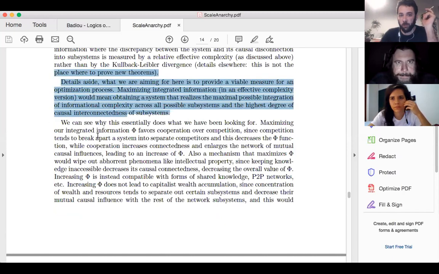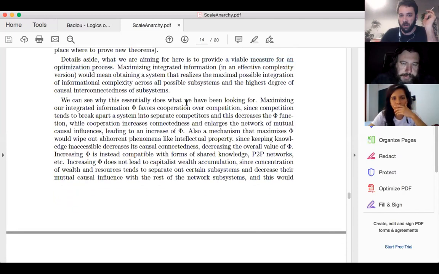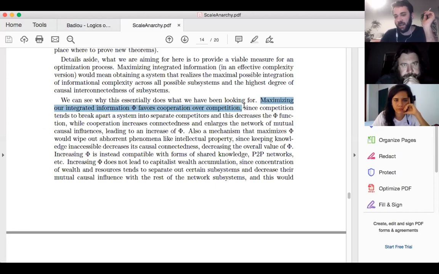In any case, this is the part that I mentioned, where she says she sees this as a viable measure for an optimization process. And this idea that this would imply, which I think is actually a complicated issue, because she's treating competition as the opposite of cooperation. And in Marx, at least for Marx, things are not so simple, right? Because competing is, let's say, a way of relating by distinguishing. It's not a way of disconnecting, right?